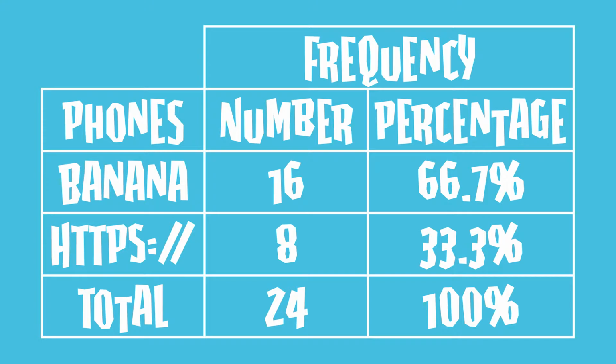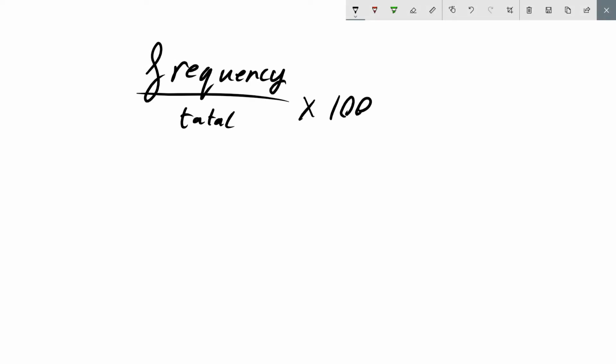Count the data up. We have 16 banana phones and 8 HTTPS phones. If we add 16 and 8, we can see that we have a total of 24 phones in the class. Now we can work out the percentage of each category. We do this by getting the frequency of the category and dividing it by the total frequency, and then timesing by 100. This gives us our percentage of our category.